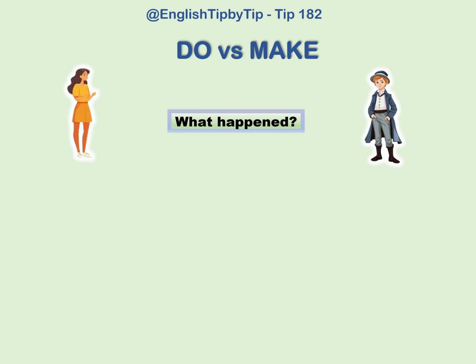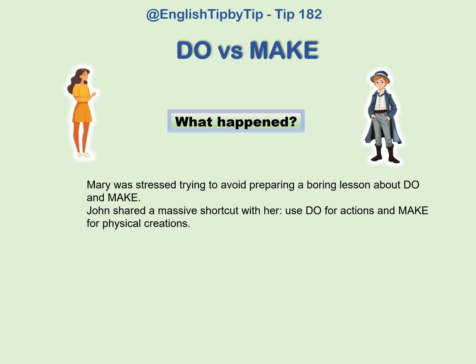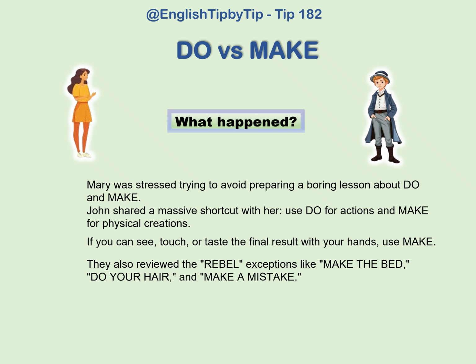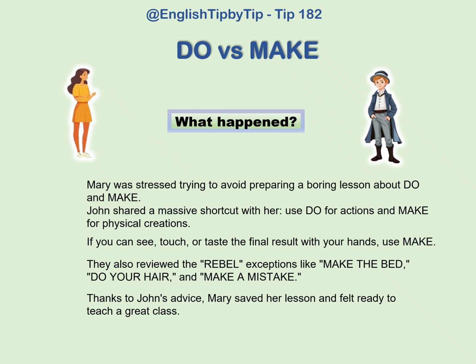What happened? Mary was stressed trying to avoid preparing a boring lesson about do and make. John shared a massive shortcut with her. Use do for actions and make for physical creations. If you can see, touch, or taste the final result with your hands, use make. They also reviewed the rebel exceptions like make the bed, do your hair, and make a mistake. Thanks to John's advice, Mary saved her lesson and felt ready to teach a great class.